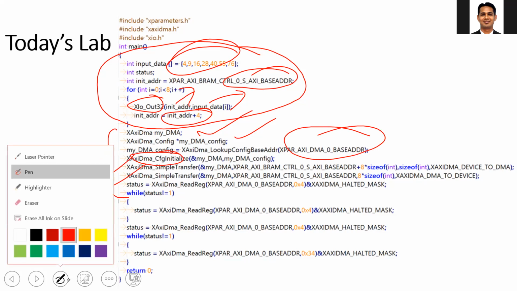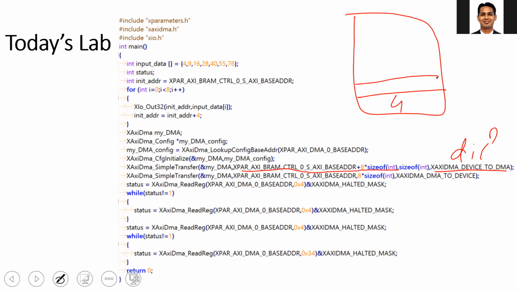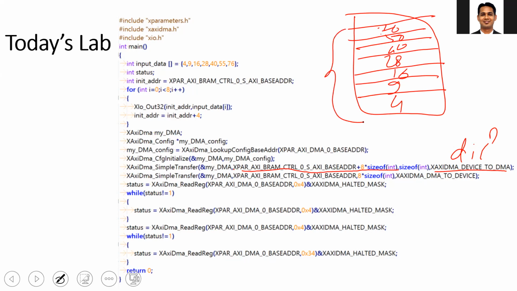Okay, so here you can see that this is the direction. This is from the device to DMA. So your DMA is receiving the processed data from the IP. Again, you can see what the start address is. This is my base address and 8 into this one. So this is my block RAM. Initially I'll store 4, then 9, then 16, then 28, then 40, then 55, then 76. So this is where I will initially be storing the data, and my processed data will start from this one. So I have added 8 times the size of int to the base address, so that the data received from the IP will be stored from this location onward.